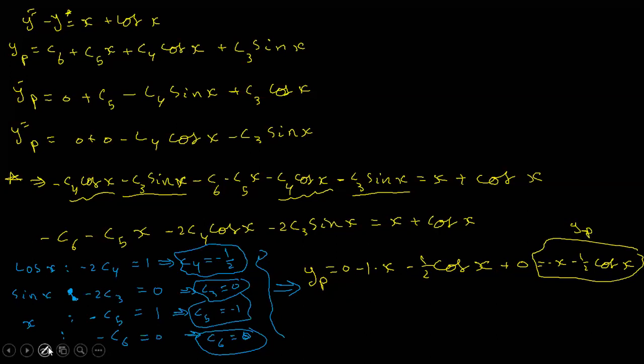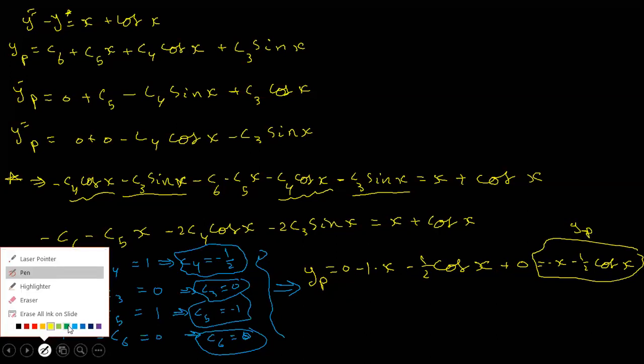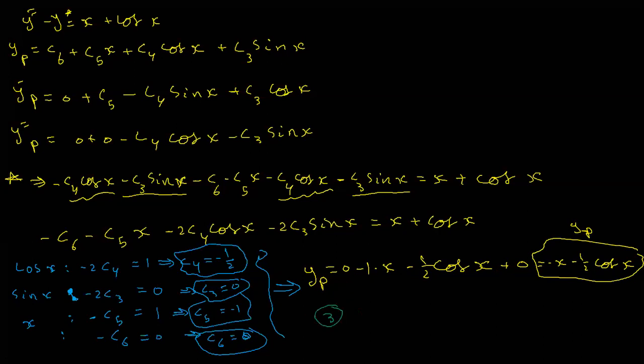Third step, let me use another color to write the third step. So here, the third step is to write your solution y equal to your YP plus your YC, which you found in the first step.